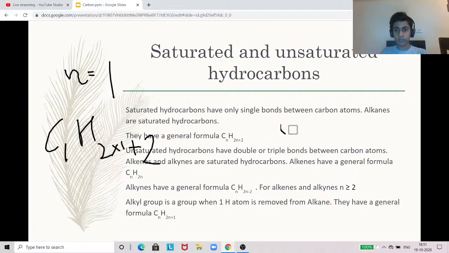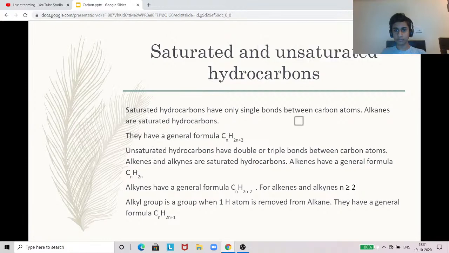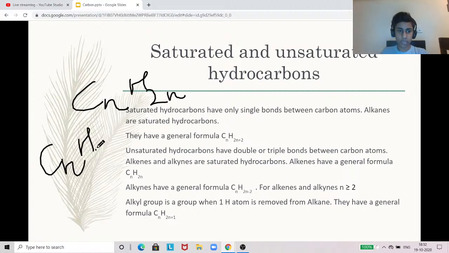Now, if we look at unsaturated hydrocarbons, they have double or triple bonds. It is not just one group, it can be double or triple bonds. If it's a double bond, they're called alkenes, and if it's a triple bond, they're called alkynes. Alkenes have the general formula CnH2n, and alkynes have the general formula CnH2n-2.